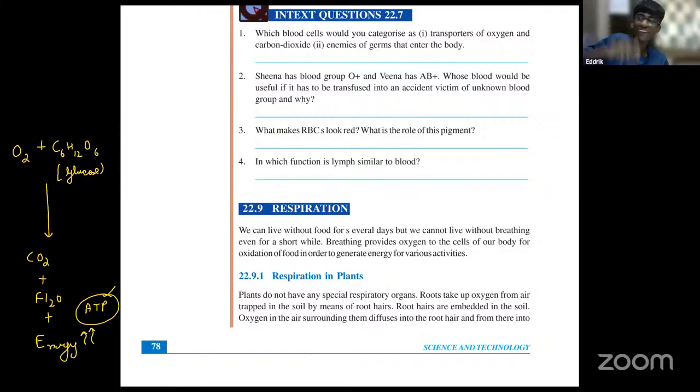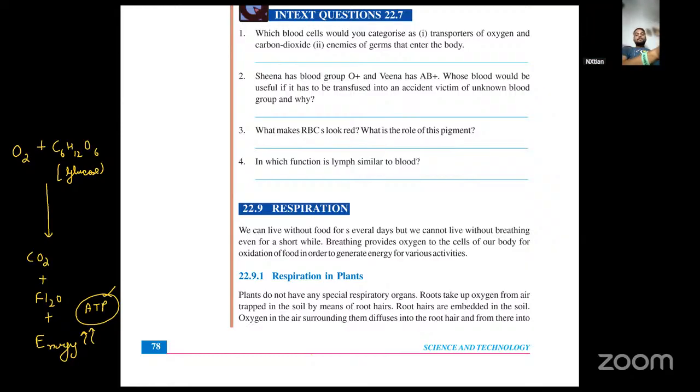Sir, how come oxygen plus glucose gives carbon dioxide plus water? How is it not the other way? Carbon dioxide plus water gives oxygen and glucose? That is in plants, that is photosynthesis. Yes, that is photosynthesis. I'm talking about humans.